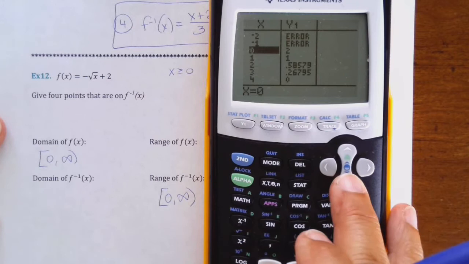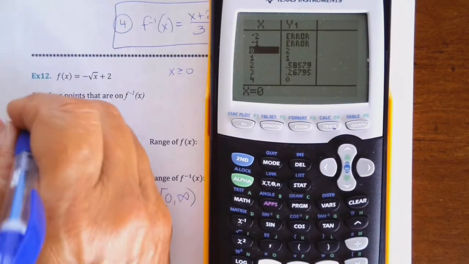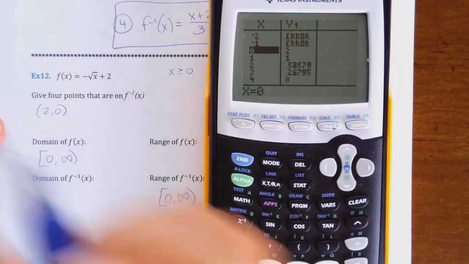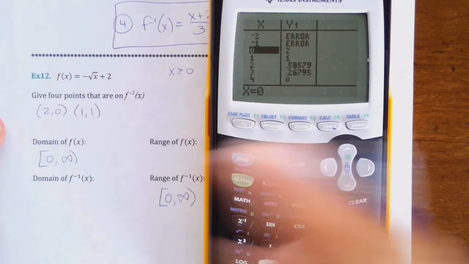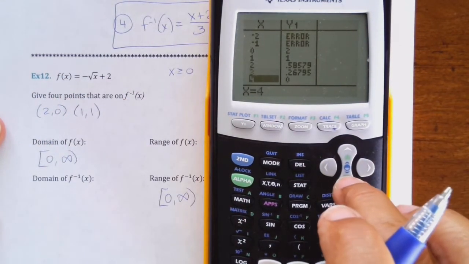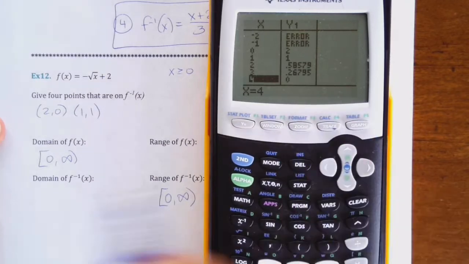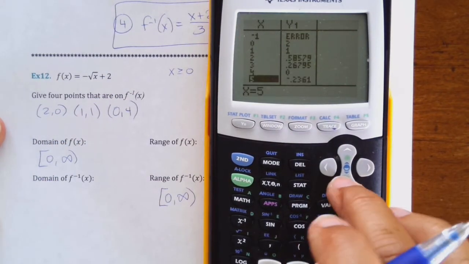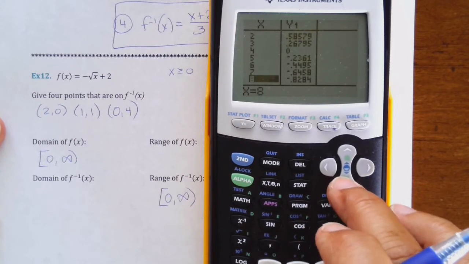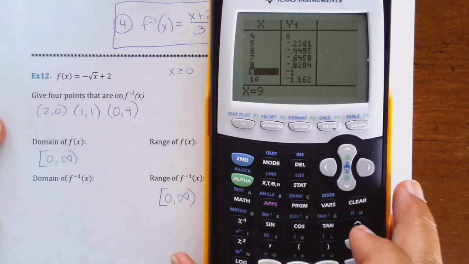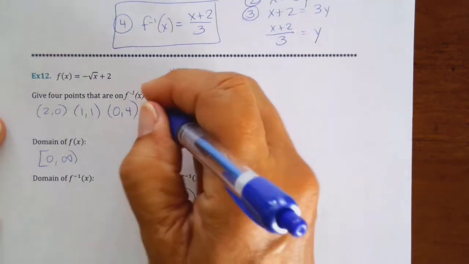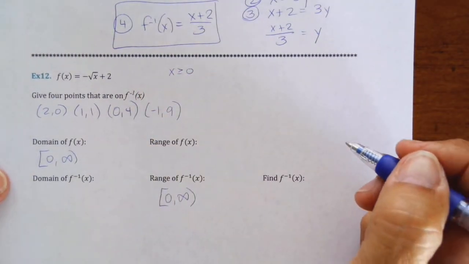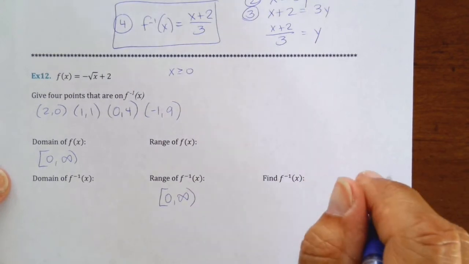So I've got 0, 2, so on the inverse would be 2, 0. I'm flipping them around. 1, 1. Let's find some more that are whole numbers. So 4 zeros on the function, so that would be 0, 4. And let's find one more that looks nice. 9, negative 1, so negative 1, 9. Okay, so there's 4 points on the inverse. You can use your calculator, that's fine.